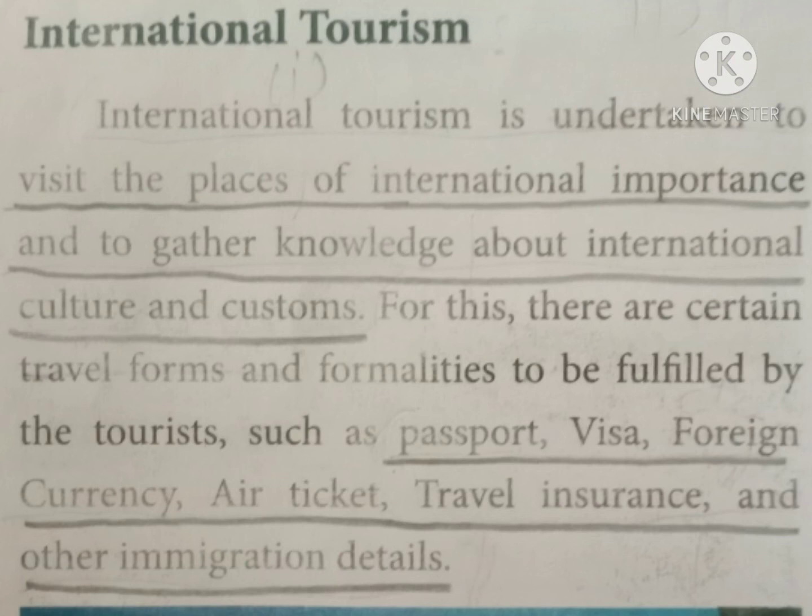There are certain travel forms and formalities to be fulfilled by the tourist. What are the formalities? You should have a passport, visa, foreign currency, air ticket, travel insurance and other immigration details. These things are very important while we travel to international areas. Passport, visa, foreign currency, air ticket, travel insurance, everything is for our safety. Our government allots these for the people who want to go for international tourism.